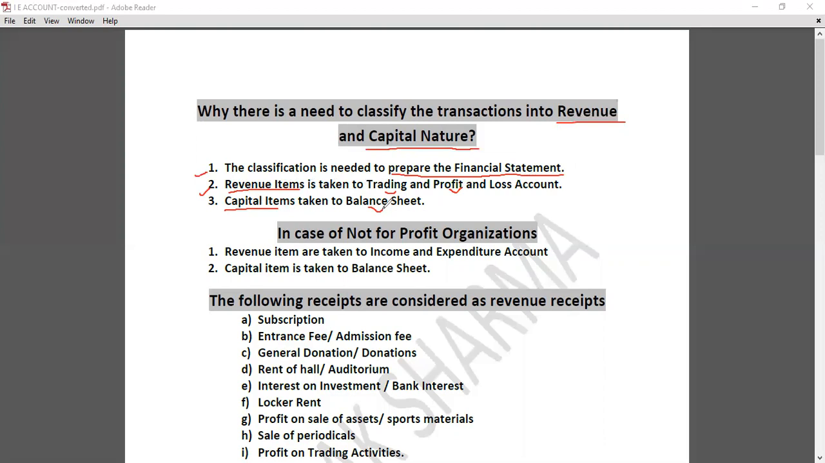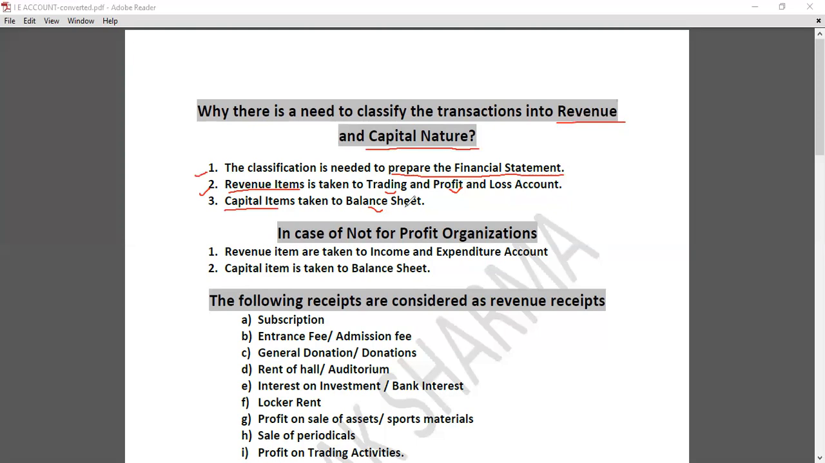Because after categorizing the transactions, when we are preparing the financial statement, we are required to take only the revenue nature of transactions into the trading and profit and loss account. And those transactions which we consider as capital nature will be taken to the balance sheet. So this is the general concept regarding revenue and capital items.